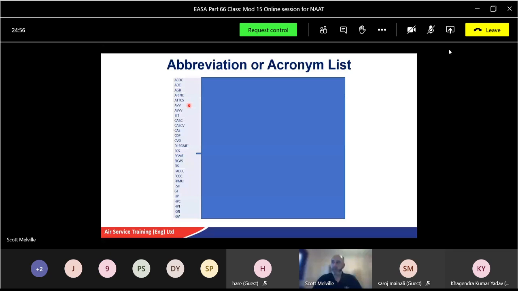AVV. Air vent valve. Air vent valve, good. And very similar, we've got ASVV. What do you think the S in the AVV could stand for? If an air vent valve is mechanical, an ASVV might be an air solenoid vent valve. Yeah, an electrically operated one.